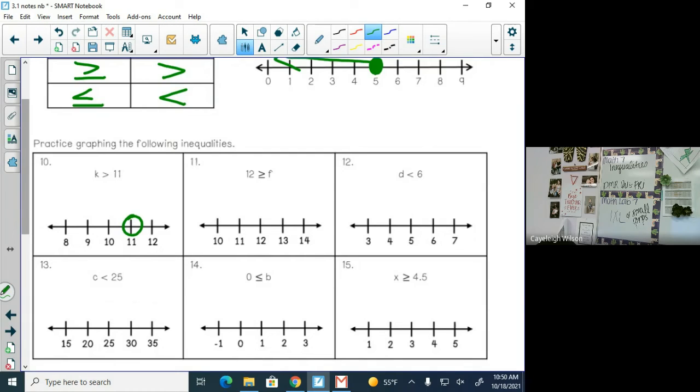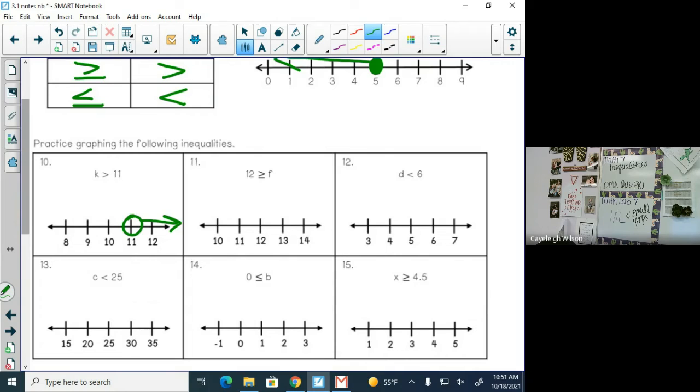And then I'm going to read it. So who wants to raise their hand and read me number 11? Let's go with somebody different. Chevy? K is greater than 11. So on a number line, which way would the numbers be that are greater than 11? Up to the right. So it's going to be 12, 13, 14, 15, all the way to infinity.